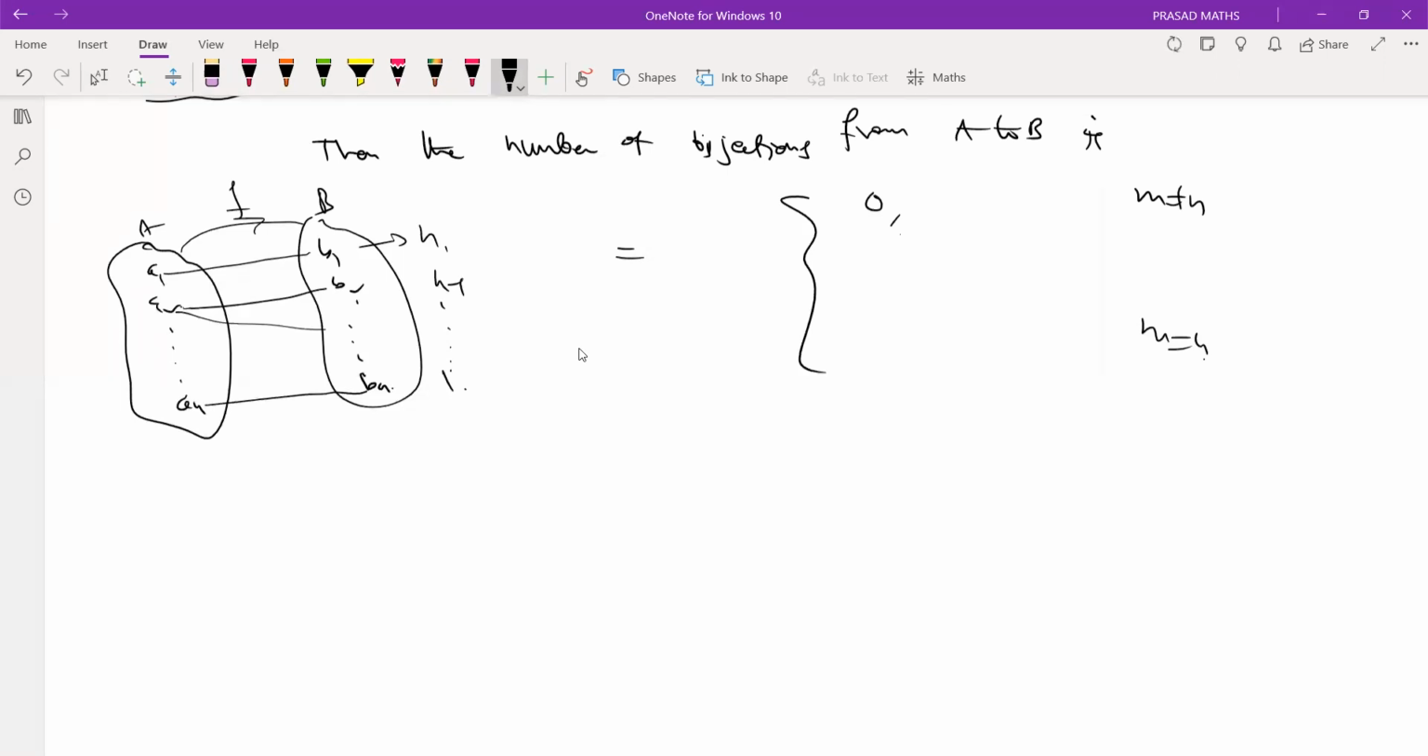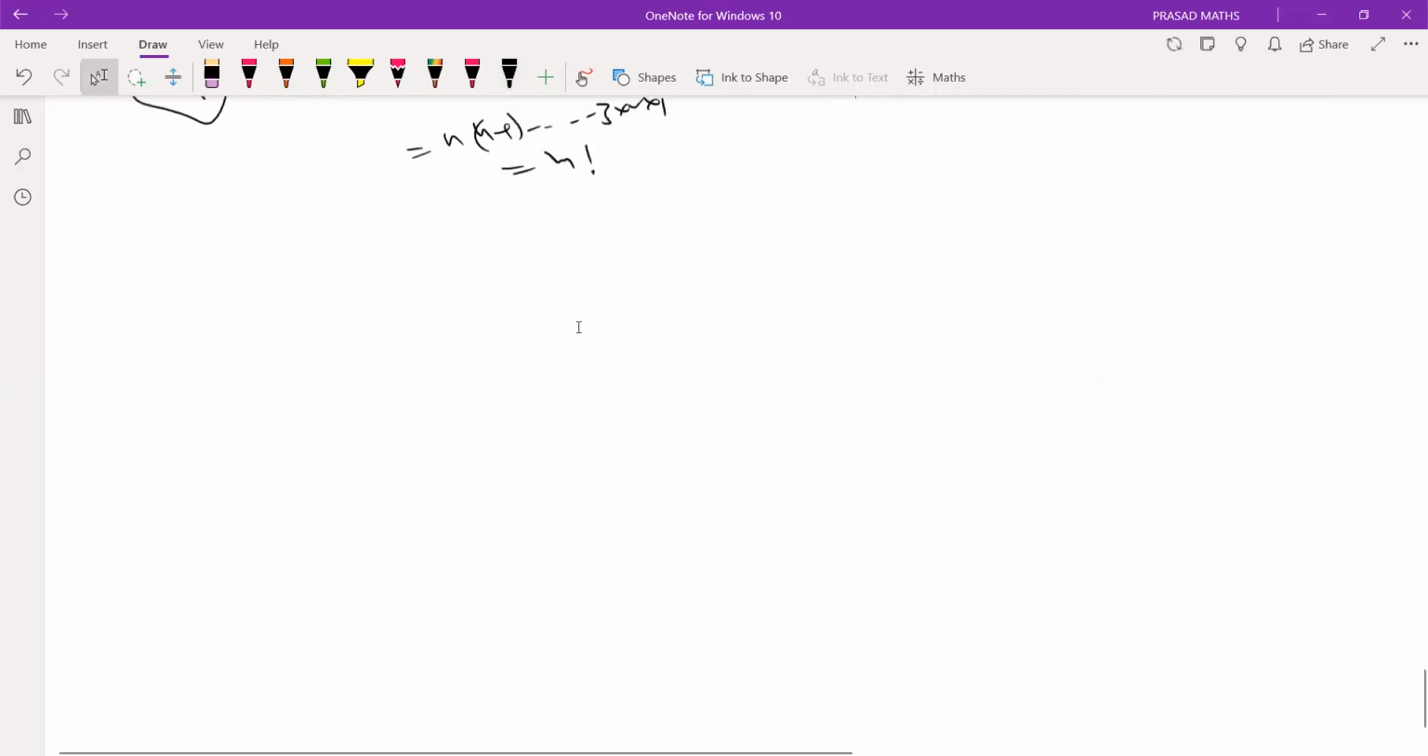Therefore, the total number of bijections is nothing but n into n minus 1 into ... 3 into 2 into 1. This means n factorial. So this is the counting formula. This is very, very important. So these questions are important. This question was asked in CSIR, right?